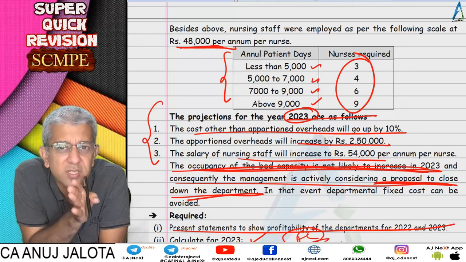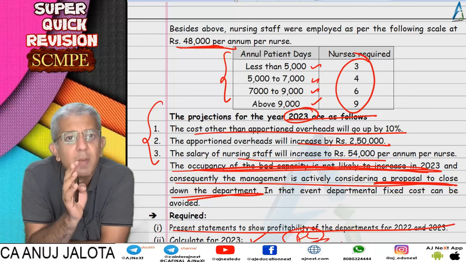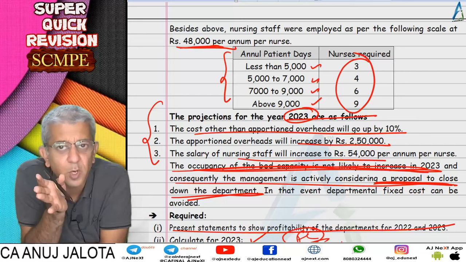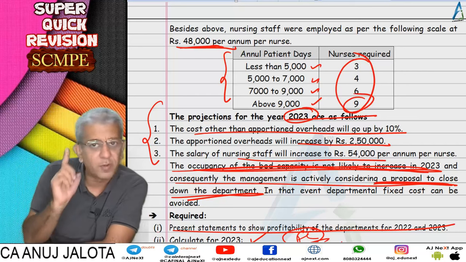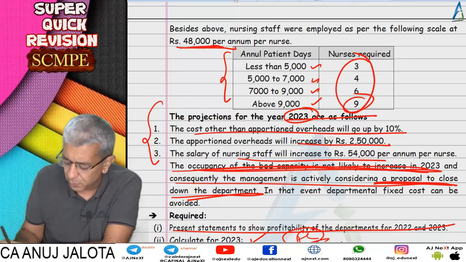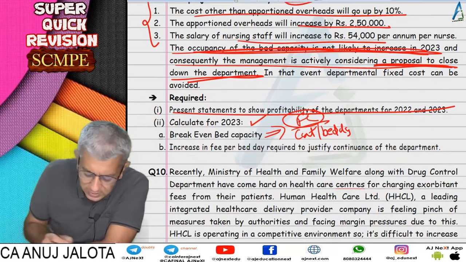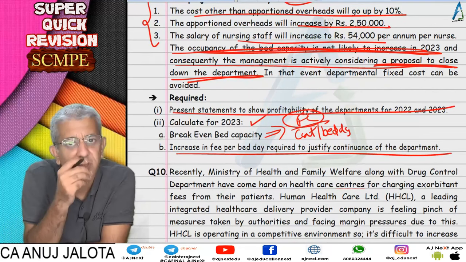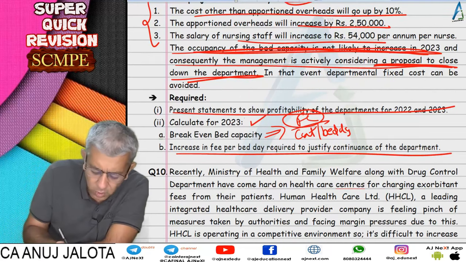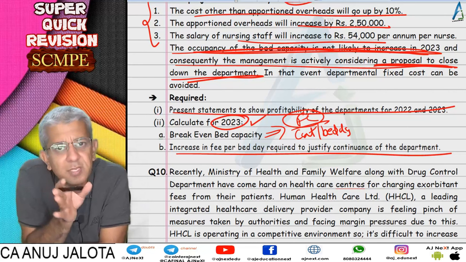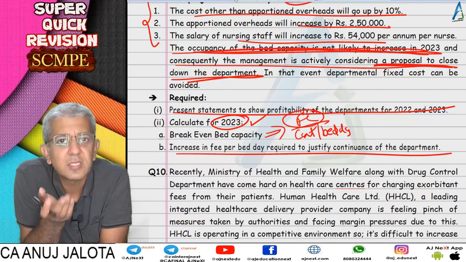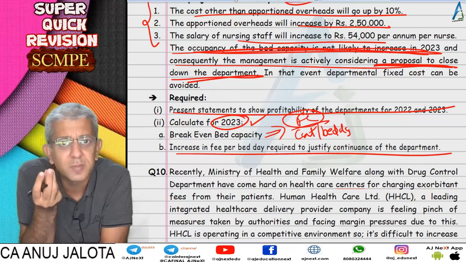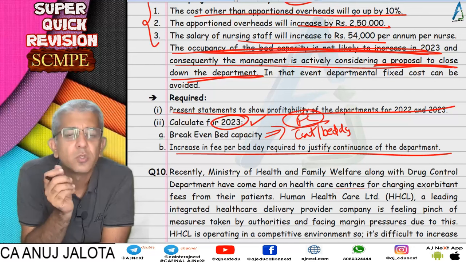Out of that, the first three break-even points got rejected because they were not in that category. In the first three categories, there will always be a loss only. In the last category, we got one break-even point, and that will be the only break-even point. Then, the increase in fees per bed day required to justify the continuation of the department. In 2023, obviously there was a loss. Now they are saying increase the fees so that it makes some sense to continue the business.